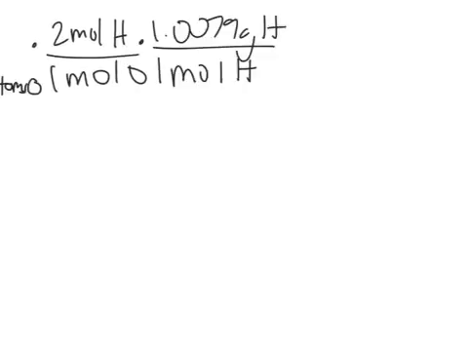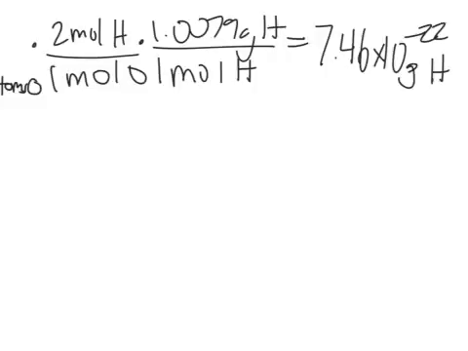Now we are ready for the final part of the equation, which is putting it all together through our calculator and finding out the answer for what we get. Remember, there are 3 significant figures in this equation. And after putting in our calculator, we will find that the answer is 7.46 times 10 to the negative 22 grams of hydrogen.